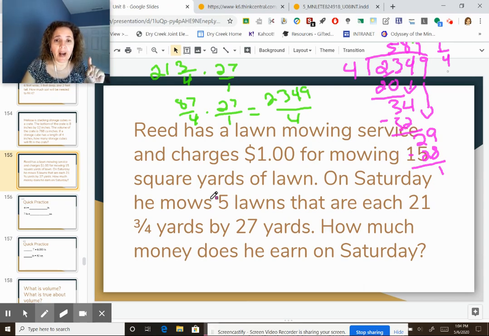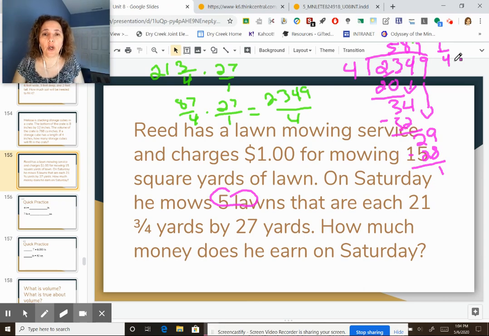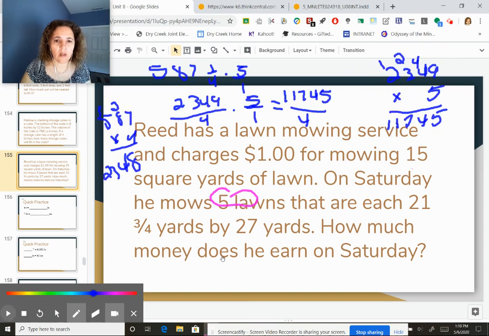But I have 5 lawns to do. So guess what? Yeah, I got to take this 587 and 1/4 and multiply that by 5. So go ahead and do that. I'm going to erase some of this work and then I'll show you the work. So you do it, stop the video, multiply 587 and 1/4 times 5 and see what you get.